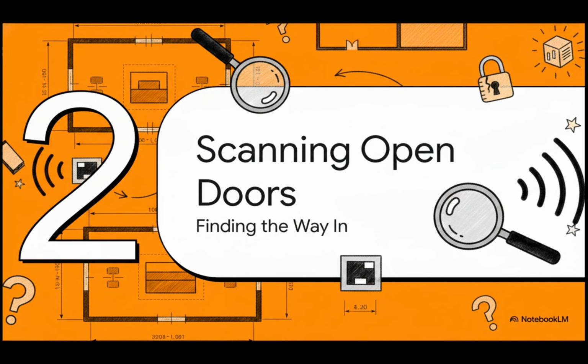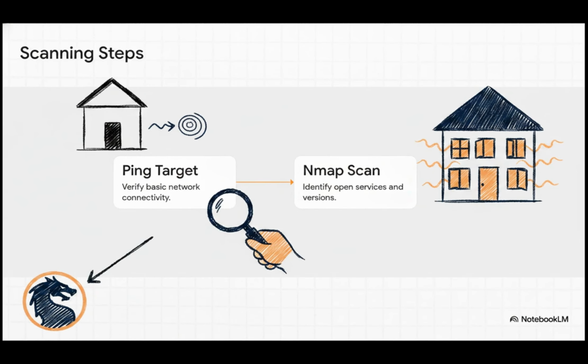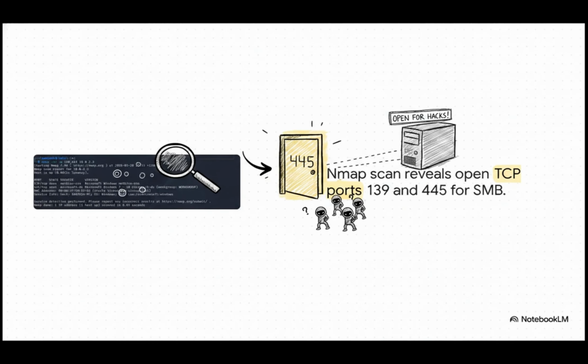Moving into part 2, scanning for open doors. Time to find our way in. You wouldn't rob a bank without checking the blueprints, right? So after verifying connectivity, the attacker fires up a tool called Nmap. Think of Nmap like someone walking around a house, quietly jiggling all the doors and windows just to see what's been left unlocked. And bingo, look at this scan report.